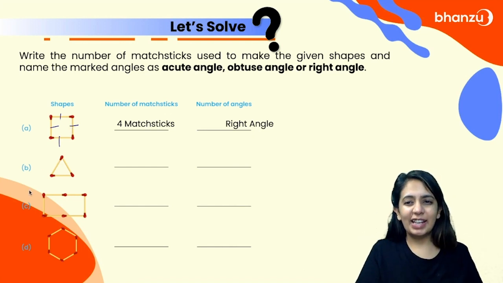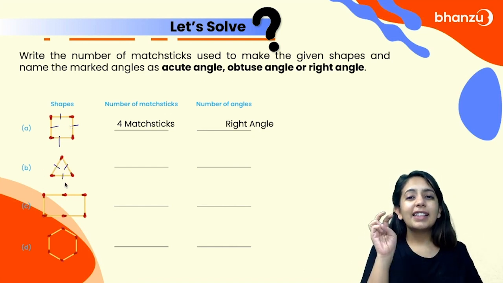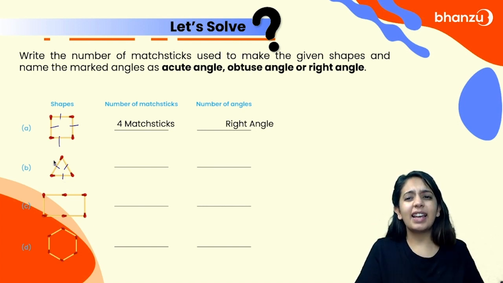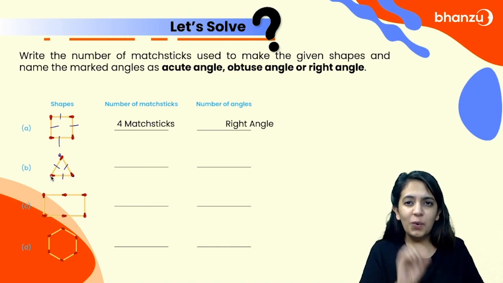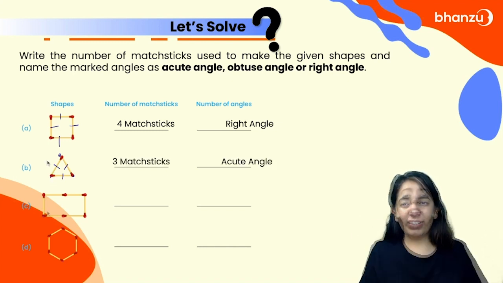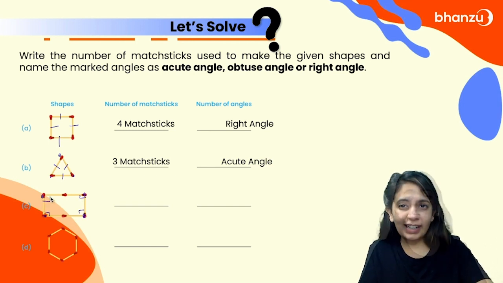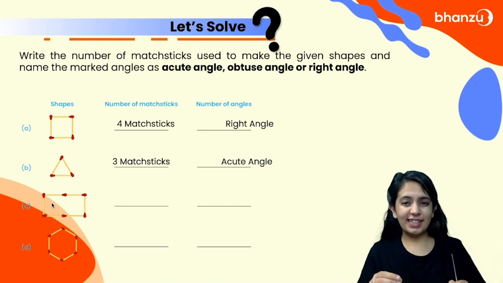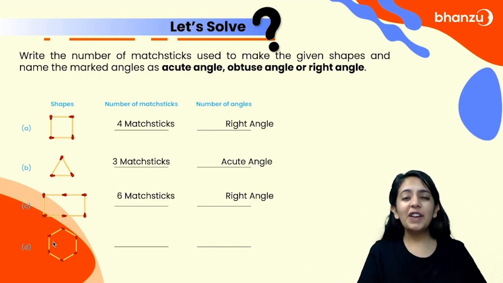Okay, moving on to the second question. Here we can see 3 matchsticks are used and the angle is definitely less than 90 at each corner point, at each of the vertices. So therefore it is an acute angle. Moving on to the C part. Here how many matchsticks are used? 6 matchsticks are used. And if we see the corner points, that is the vertices, you will observe that the angles are of 90 degrees. So therefore, this rectangle is made up of 6 matchsticks and the angle at each of its vertices is a right angle.